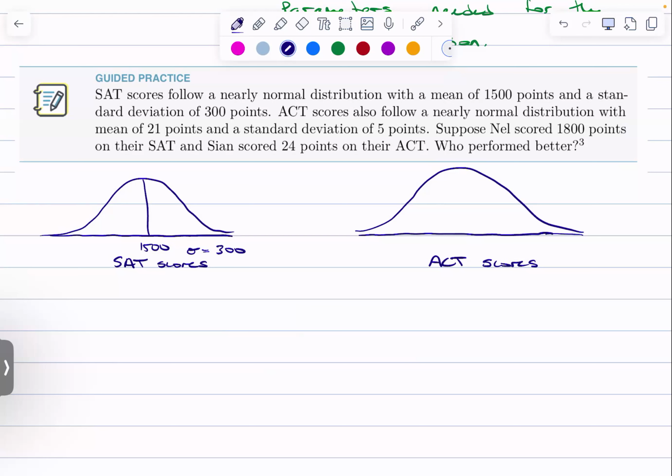So we've got the shape, with a mean of 21. Okay, center here at 21, and a standard deviation of 5. So sigma is 5.